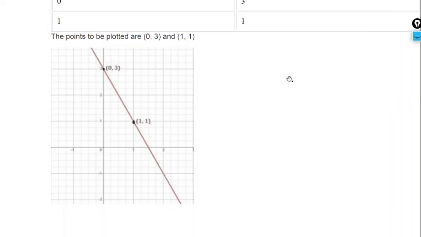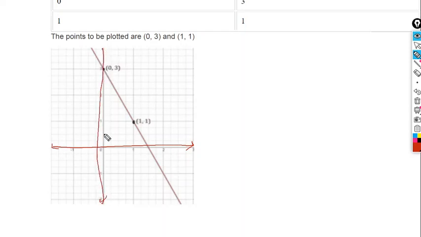Same story here also. You make the x-axis, then your y-axis. Now our points are 0, 1 and 3, 1. So when x is 0, y is 1.